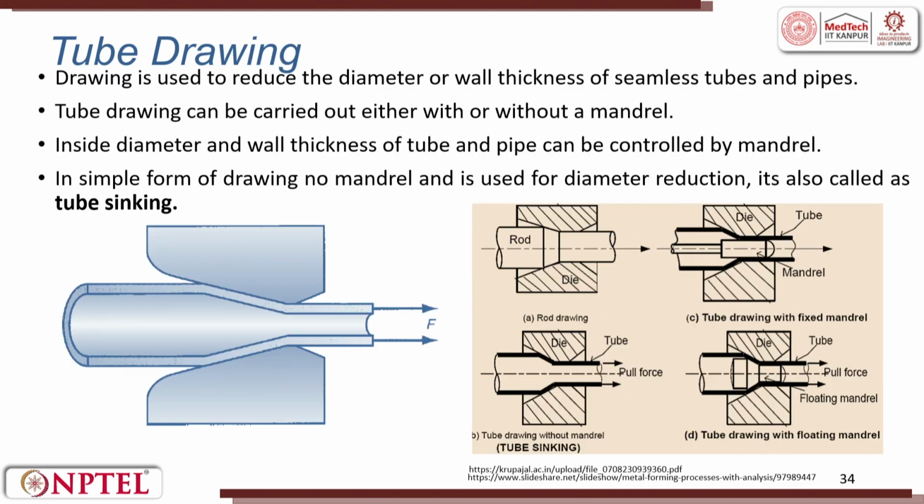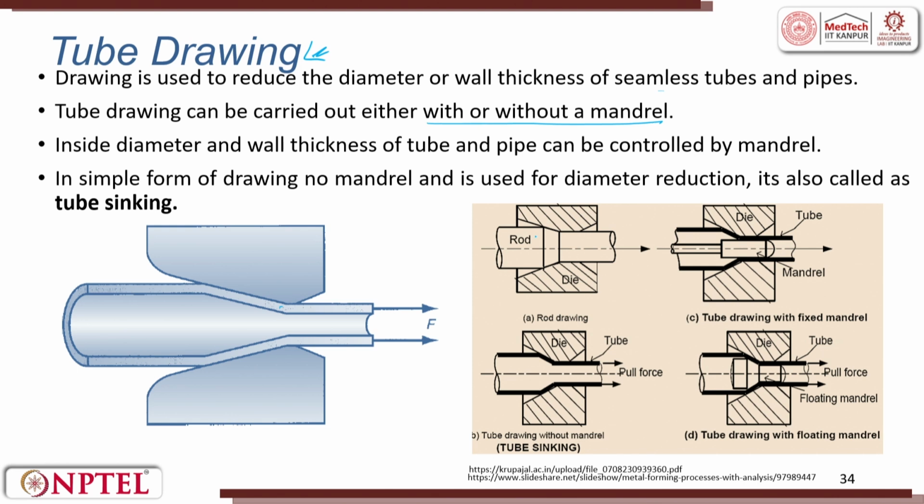In wire drawing and in bar drawing, it is not only the solid cross section, it can also produce tube cross section. Right? That means to say a hollow can be done. Tube drawing is used to reduce the diameter or the wall thickness of a seamless tube or a pipe. This is a tube where the pipe diameter is reduced. The tube draw can be carried out either with or without a mandrel.